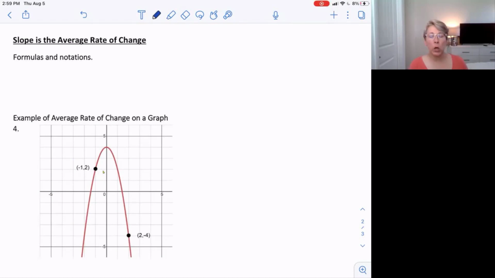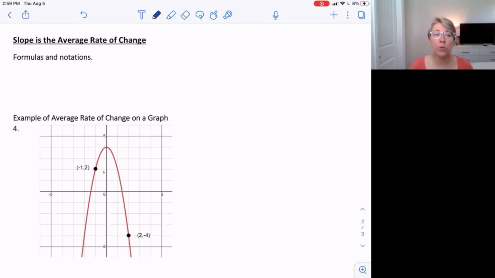Now we talked about slope being the rate of change when we're dealing with lines. And that is true. If it is a line as the graph or the equation that we're working with, it is a rate of change. But a lot of our functions are not lines. So we use that slope equation to find an average rate.